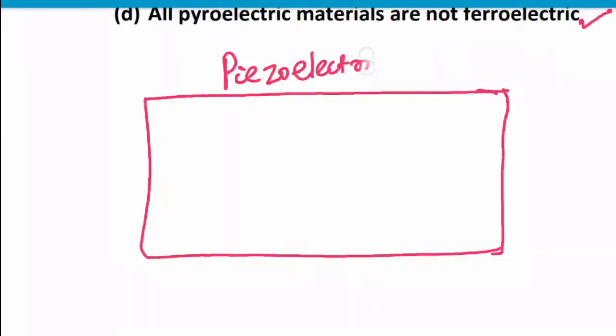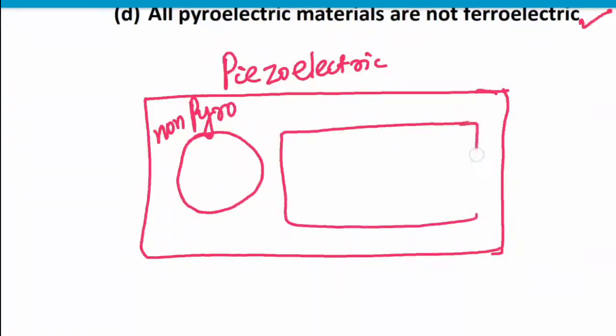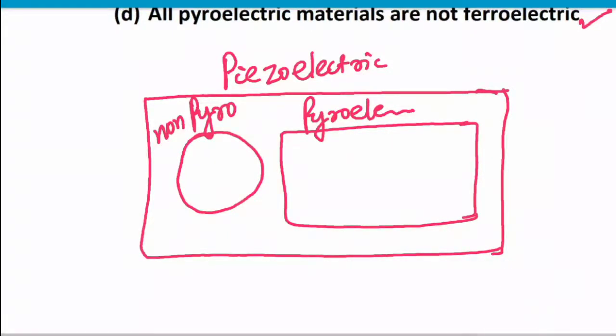Piezoelectric metal. Then some of the piezoelectric metals are non-pyroelectric, and some are pyroelectric, and both are under piezoelectric material. Because among piezoelectric materials, some are non-pyroelectric and some are pyroelectric. An example is quartz, which is generally used in crystal oscillators and watches.